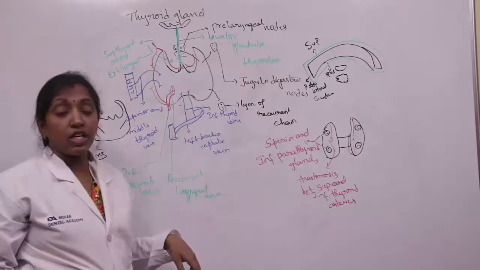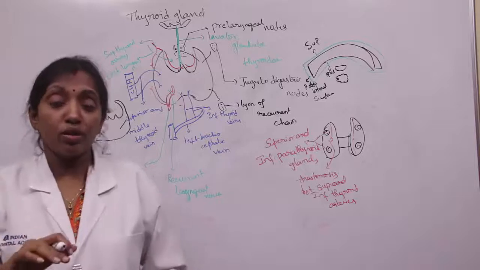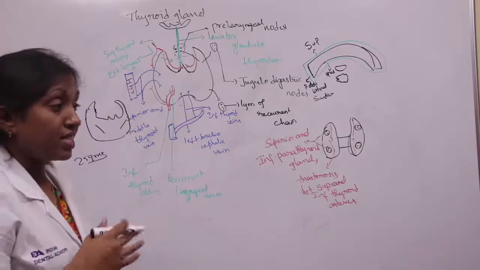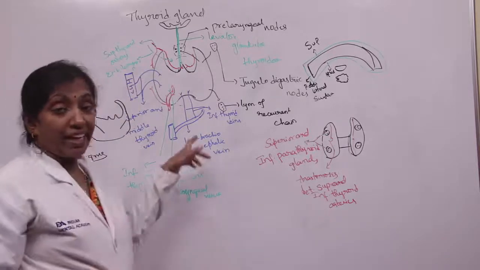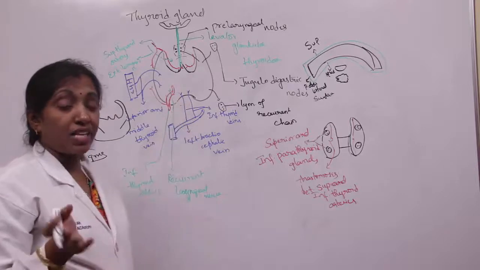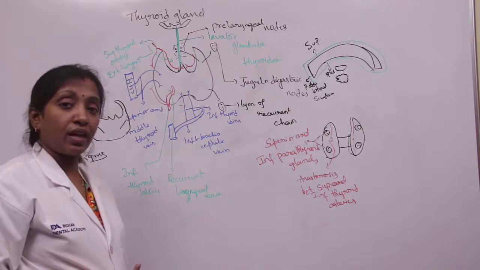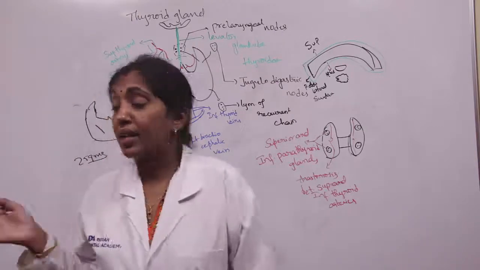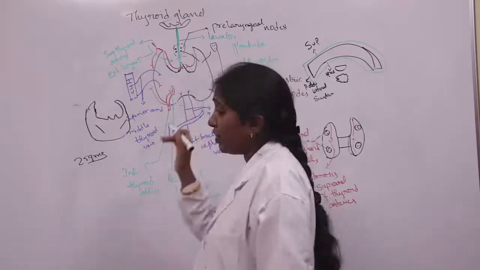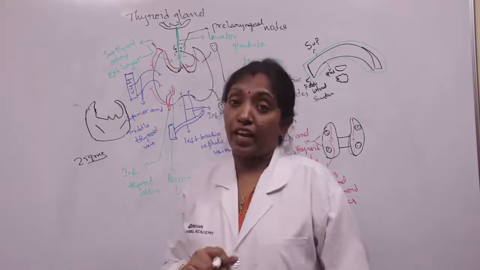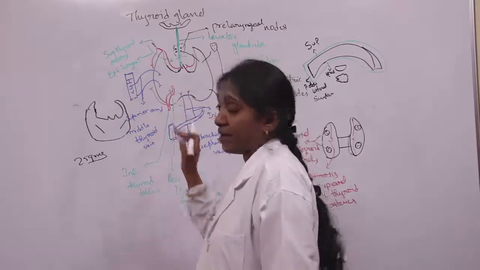The recurrent laryngeal nerve passes above or below the loop, or sometimes it passes in between the branches of the inferior thyroid artery. It passes above the loop of the inferior thyroid artery or it passes below the loop of the inferior thyroid artery, and sometimes it passes in between the branches of the inferior thyroid artery. So that's about the apex and base.